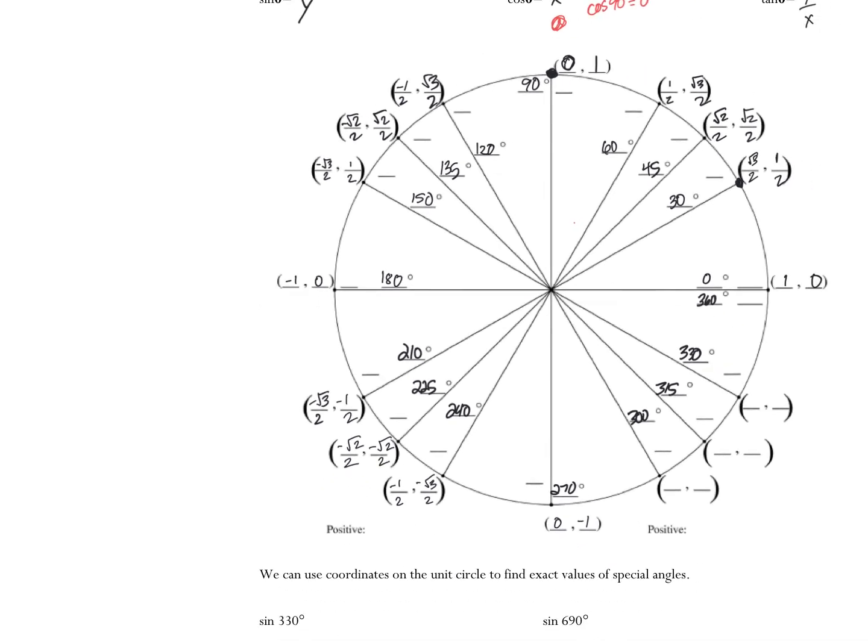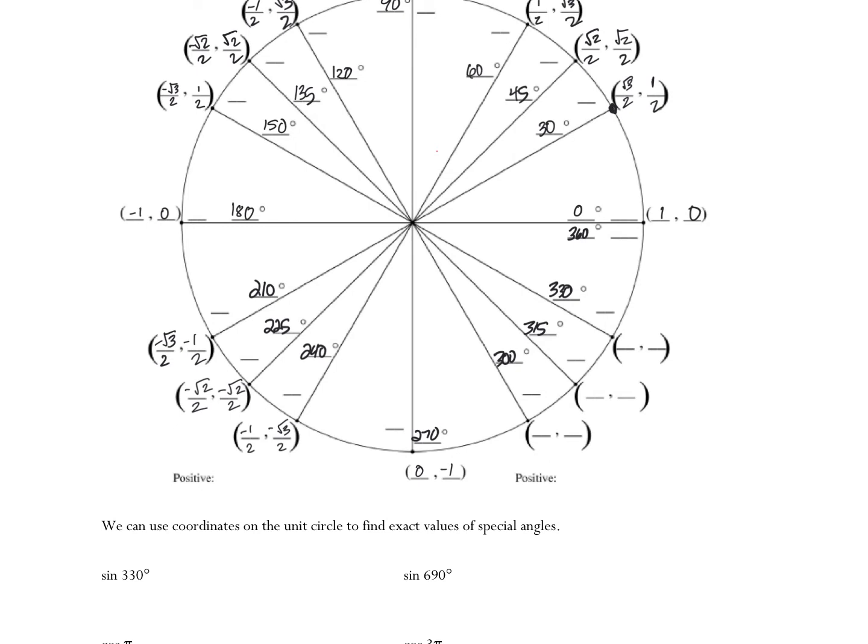And then let's just finish out our coordinates. So let's see. Notice that now my x coordinates are positive and my y coordinates are negative.